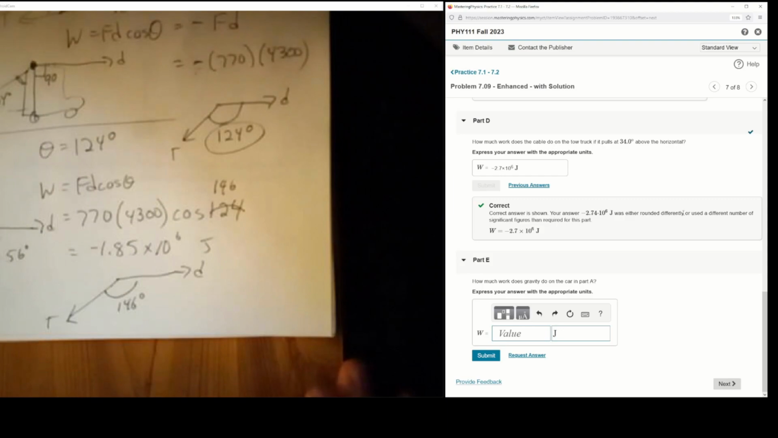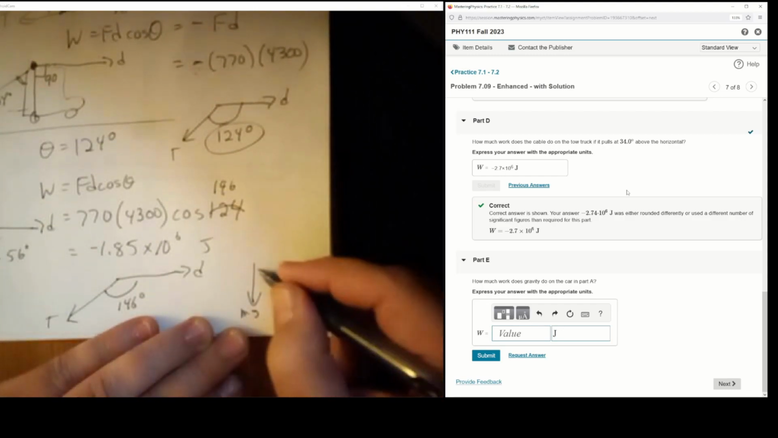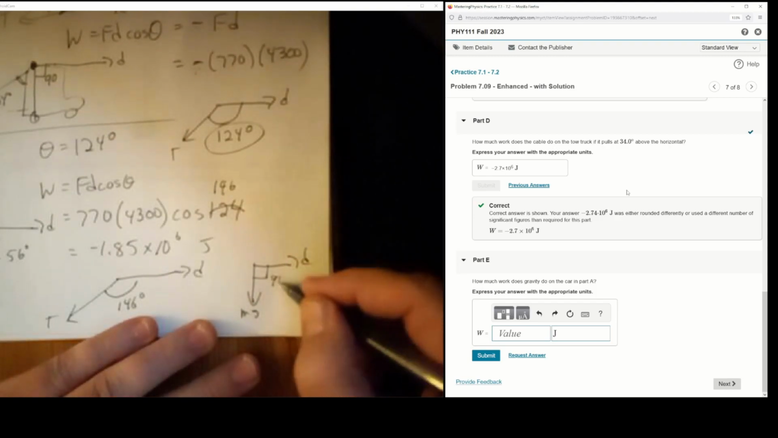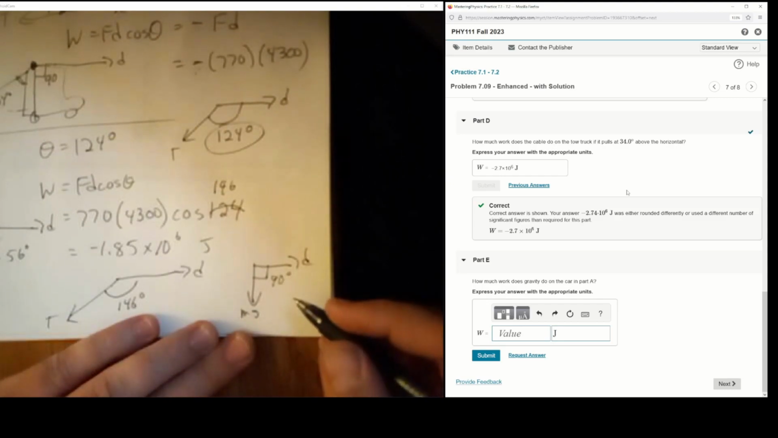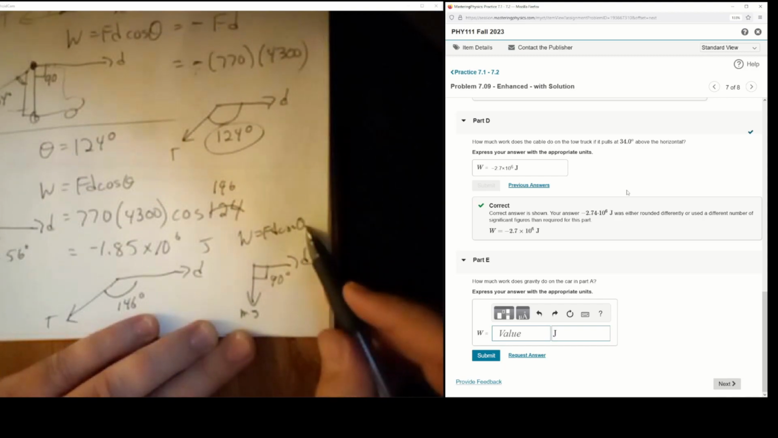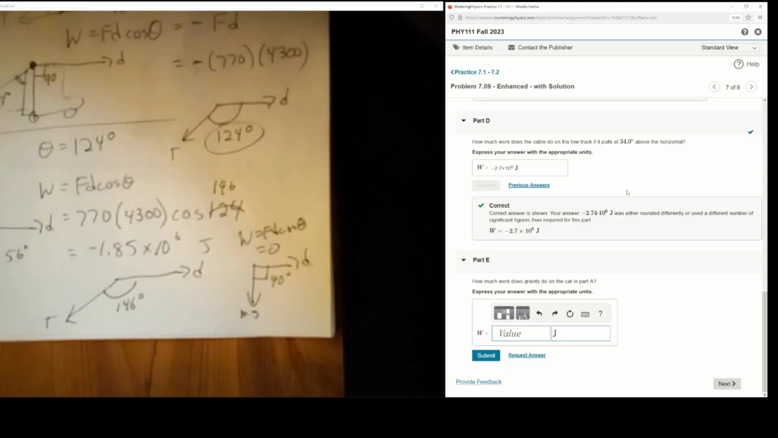And part E, do I have enough room to squeeze this in somewhere? How much work does gravity do on the car? Oh, that one's easy, because gravity is straight down and the car is moving to the right. That angle between them is 90 degrees and cosine 90 is 0. So when we look at work, F d cosine theta, theta is 90, cosine 90 is 0, which means that whole thing is going to be 0.